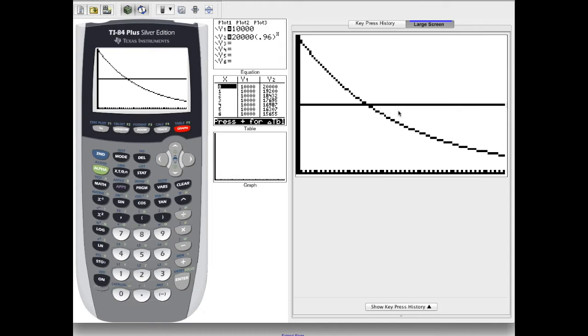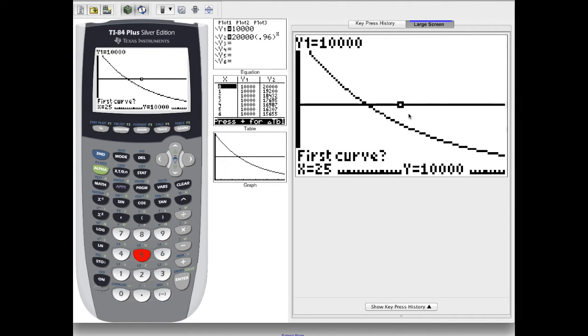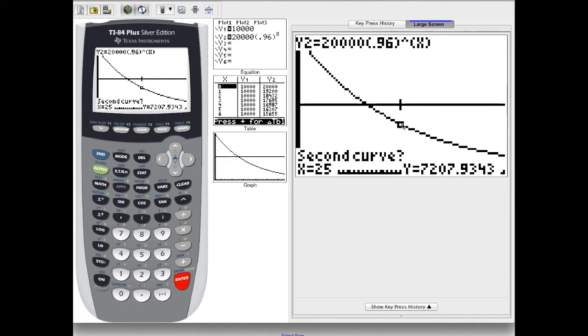So we can see that y1 equals 10,000 is just a straight line, and then this is our decay function, our population decay function. So now we just have to find the intersection between these two lines. And the way we do that is first from our graph hit second, and trace, and it says calc right above it. And then you can see we just want to go to the intersection, so we can hit 5. Now first curve, it's just asking where's the first curve, hit enter. Now it's on the other curve, so let's hit enter there. Those are our two curves we want to find.